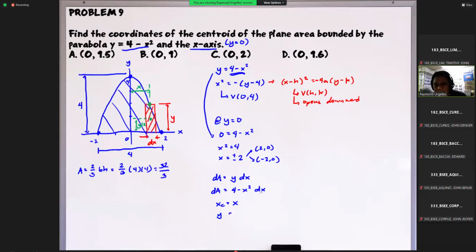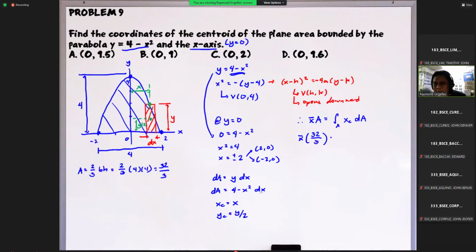Yung y sub c naman natin is equal to y over 2. Okay? So which means, diba? So again, in solving for the centroid, start tayo sa x bar. Okay? So x bar times the area is equal to the integral over the area ng x sub c dA. Okay? So this will be x bar, so times 32/3.